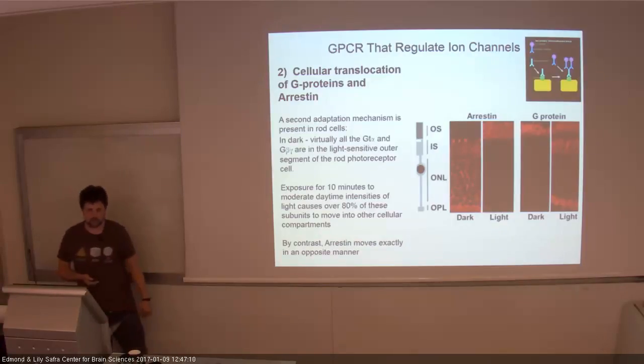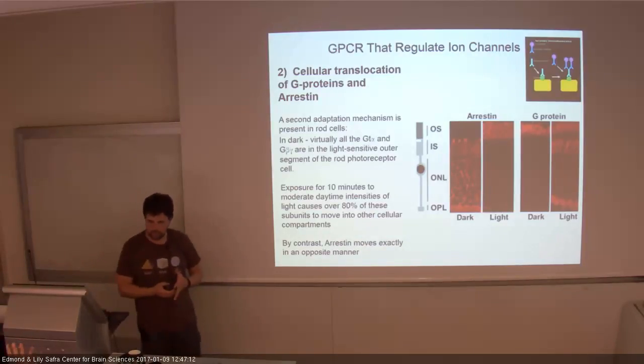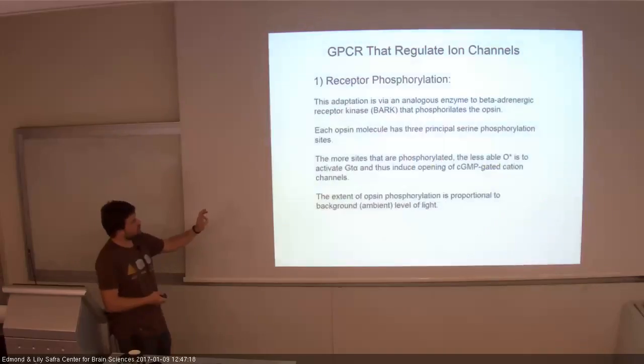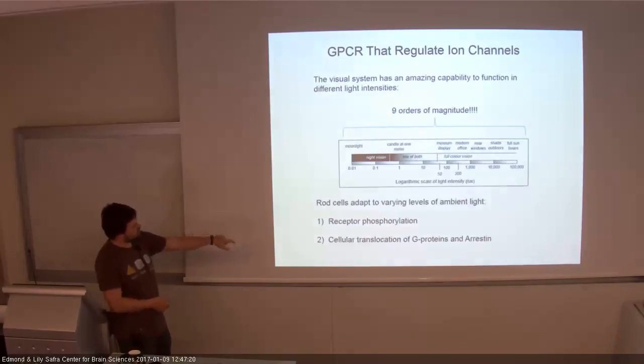Okay? These movements of the RST to the OS, is it caused by phosphorylation? No, it's independent of the phosphorylation. These two processes are independent of each other. I told you, there's two examples. One is receptor phosphorylation, and the other is cellular translocation of G proteins and RST. Okay? So these are two.